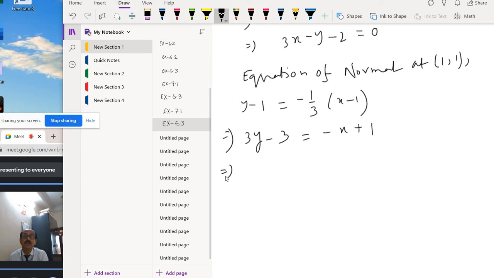Now x plus 3y minus 3 minus 1, minus 4 equal to 0. Okay, x plus 3y minus 4 equal to 0. Yes, sir. This is the equation of normal. Okay, next, number 4.